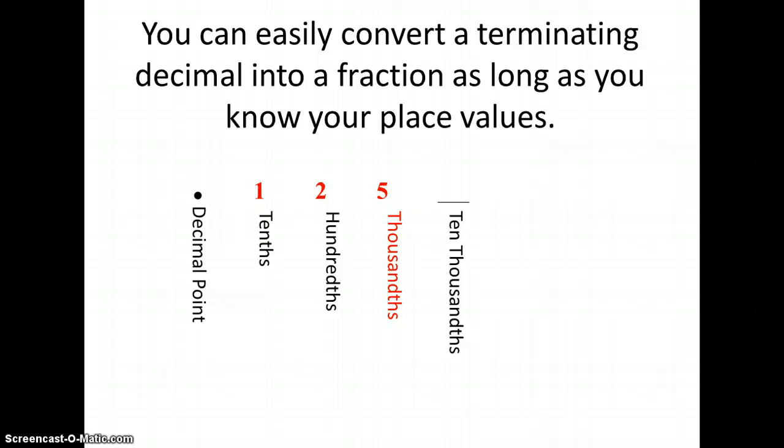This decimal is read 125,000ths. So as a fraction, I would put 125 over 1,000. And when I simplify it, I get 1/8. This decimal is 1,254 10,000ths. So when I write it as a fraction, I would write 1,254 over 10,000 and then simplify it.